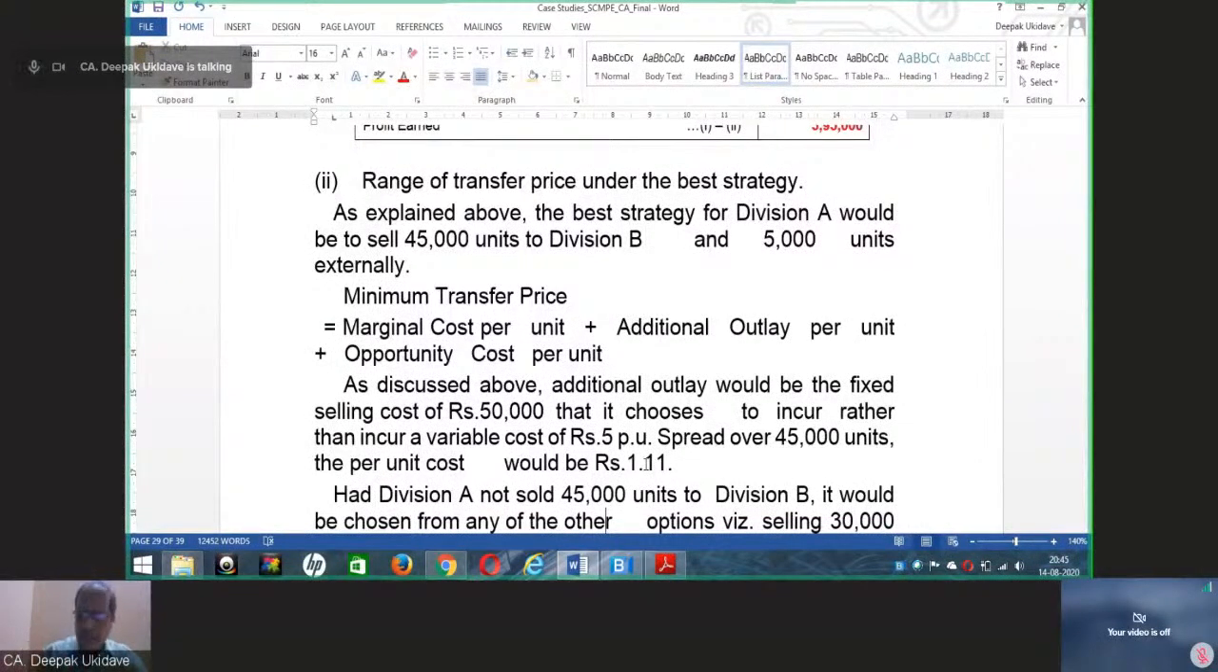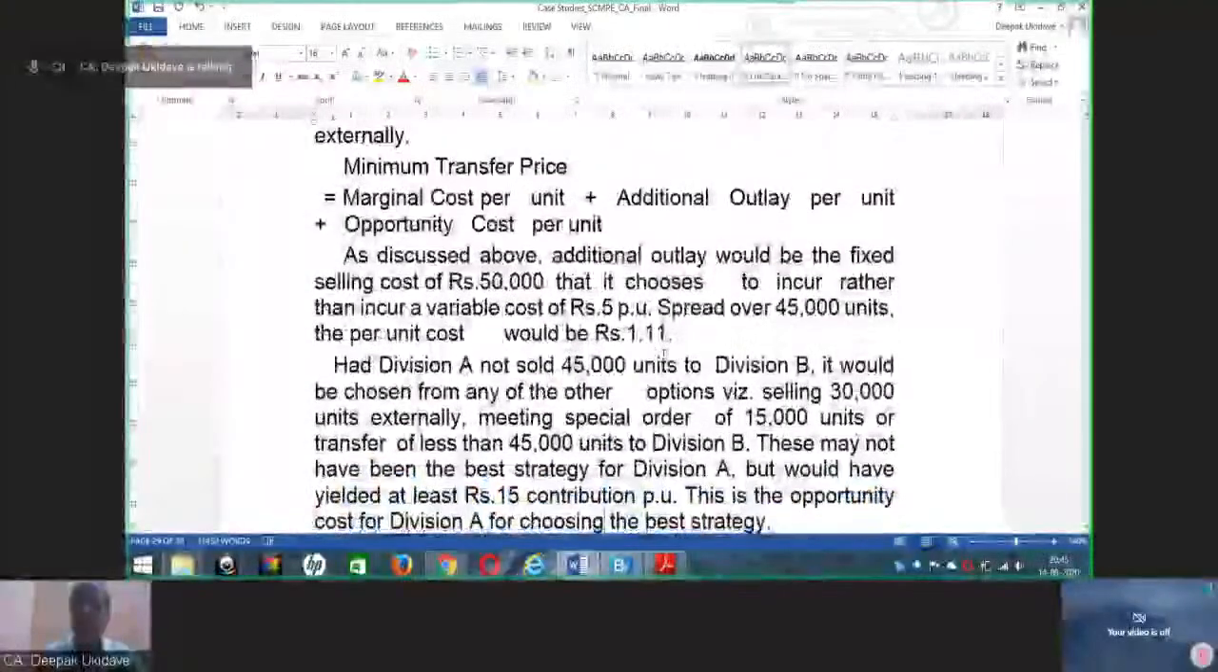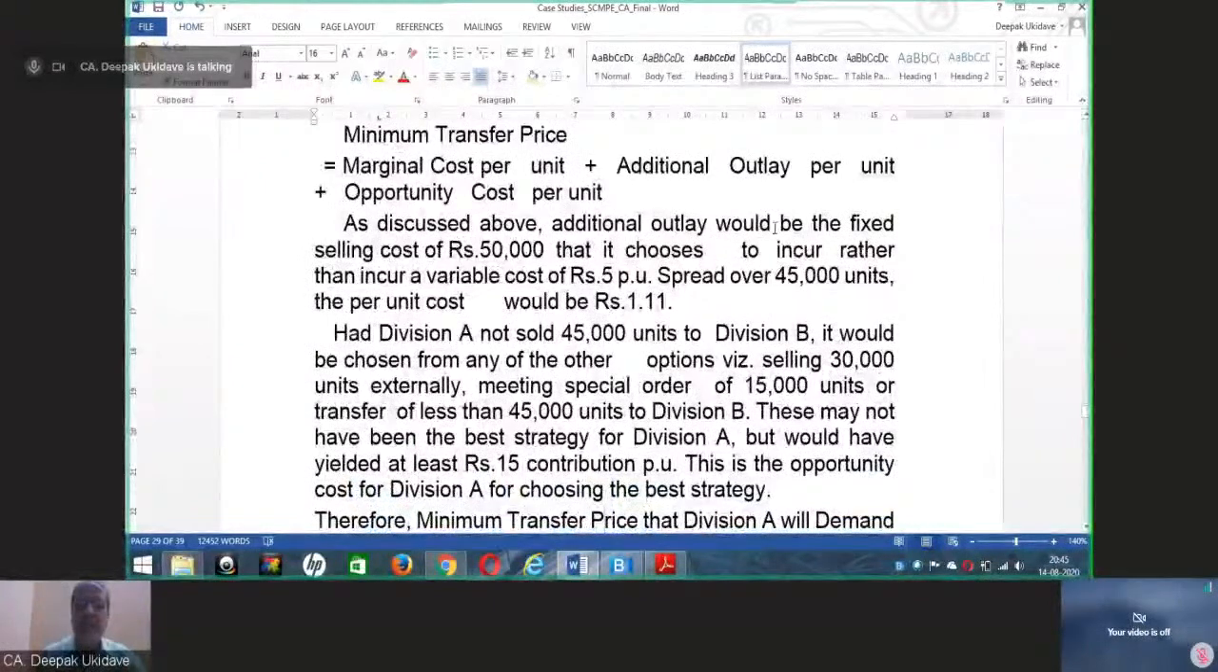So for the minimum transfer price, we write the expression. In this case, of course, we are using full capacity. 50,000 units means operating at full capacity. So opportunity cost also has to be recovered. So as discussed above, the additional outlay would be the fixed selling cost of rupees 50,000 that it chooses to incur rather than incurring variable cost of 5 rupees per unit, spread over 45,000 units. Thus, per unit cost would be 1.11. Now, this is a derived figure, and therefore the bifurcation is given. How did 1.11 come? You are incurring an additional fixed selling cost of 50,000 rupees. Additional outlay.